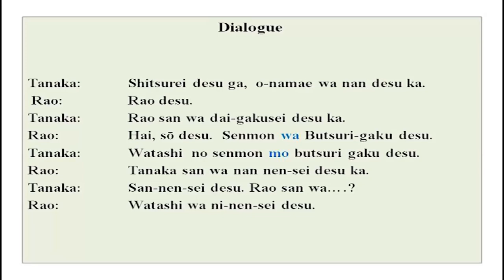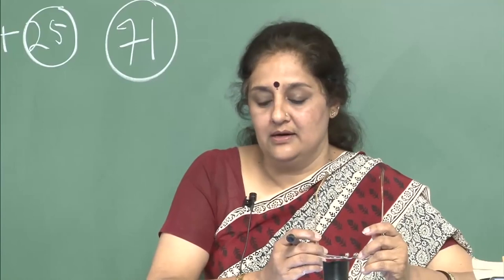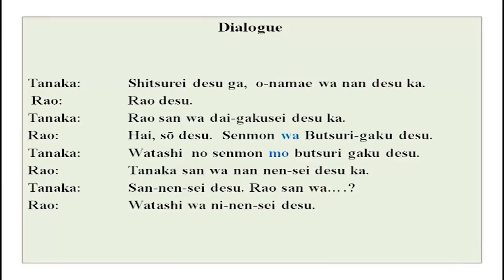Rao desu. The answer is Rao desu. Rao san wa daigakusei desu ka? Daigakusei is a university student or a graduate student. Dai means big, a big place of learning. Are you a student of that place? Daigakusei desu ka? Hai, sou desu. Sou desu means yes, that you are right. Now, this new word senmon. Senmon means specialization. Senmon wa butsurigaku desu. Senmon again, because you are talking about your senmon, about your specialization.